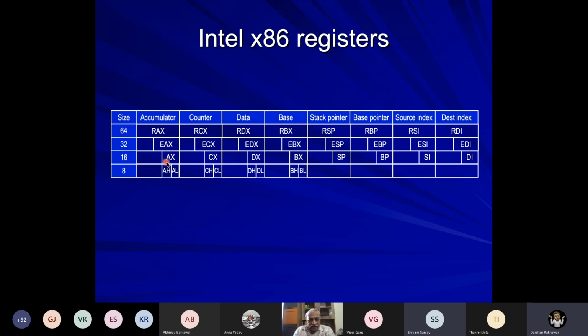Then as design moved to 16 bits, these registers became AX, CX, DX, and BX. X for extended. And additional registers came up: stack pointer, base pointer, source index, destination index. In 32-bit, AX becomes EAX, CX becomes ECX, and so on. SP becomes ESP, and so on.